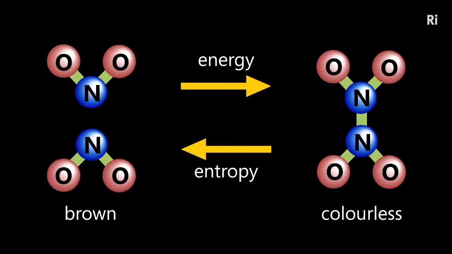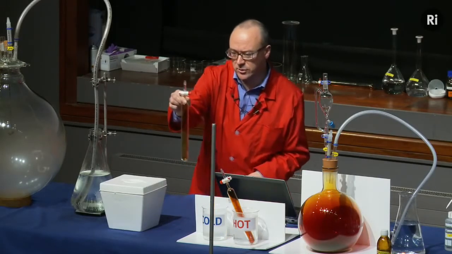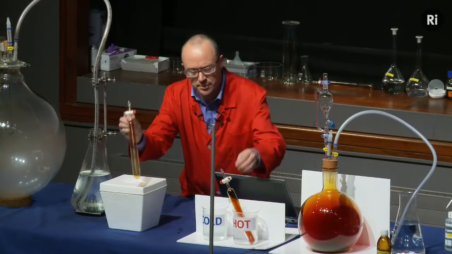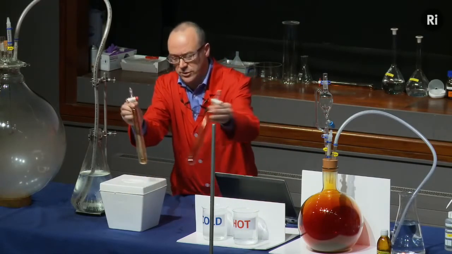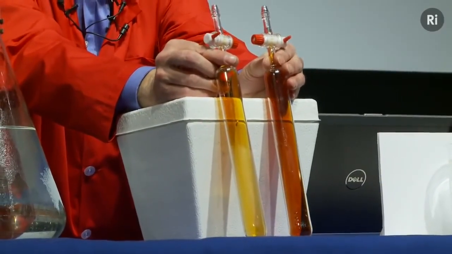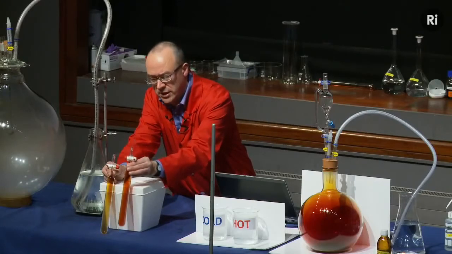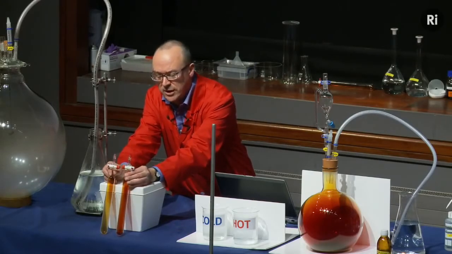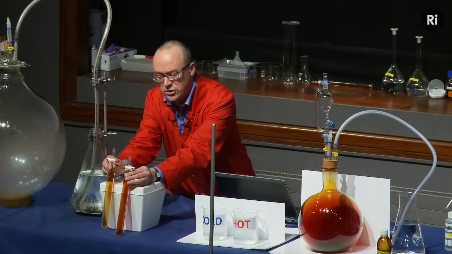So if we go back to our tubes, this is the tube that was in the cold water, and you can see that it's become a paler colour, and this is the tube that was in the hot water. So I'll just put these side by side. You can see that heating up this gas has made it darker brown, it contains more nitrogen dioxide, whereas cooling it down has made it less dark, it contains more dinitrogen tetraoxide.